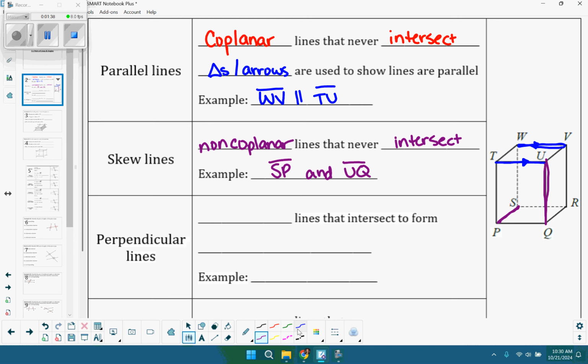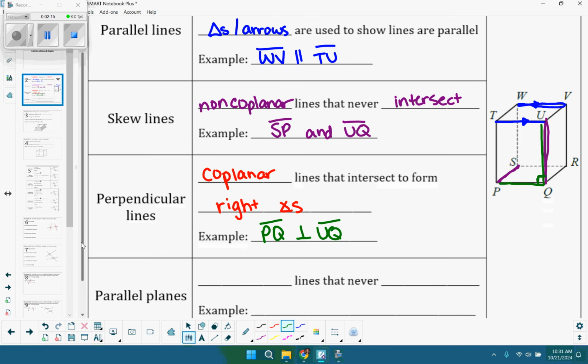Perpendicular lines are lines that are coplanar and they intersect to form right angles. We use a little box in the corner and we have a symbol for perpendicular as well. So if we had a box in this corner here, we would know that line PQ and line UQ are perpendicular. So we could say PQ is perpendicular to UQ.